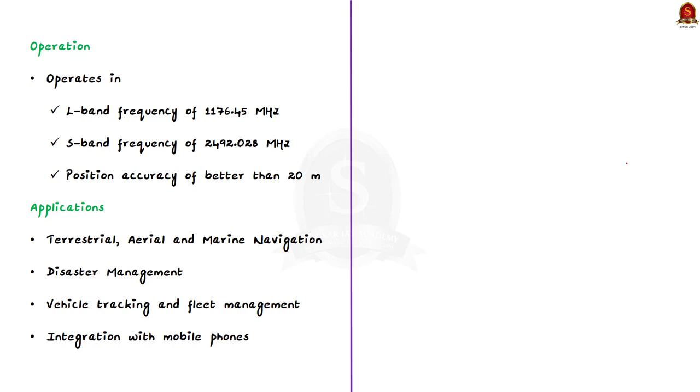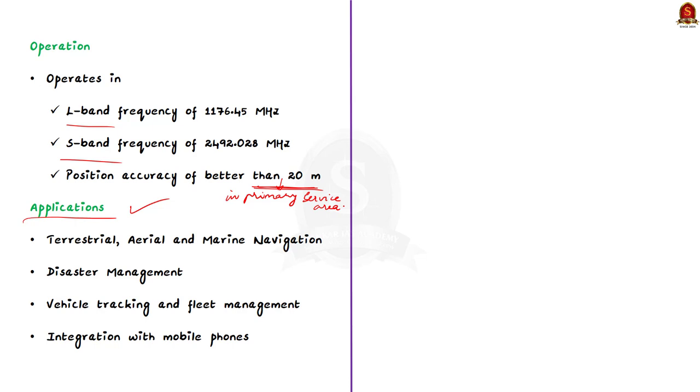Now, finally, let us see about the applications of NavIC. The IRNSS operates in both dual frequencies, that is, the L-band frequency and the S-band frequency. So, it provides a position accuracy of better than 20 meter in the primary service area. Unlike GPS, which is solely dependent on the L-band, NavIC's utilization of dual frequencies makes it more accurate for positioning. And because of this advantage, NavIC has many applications.